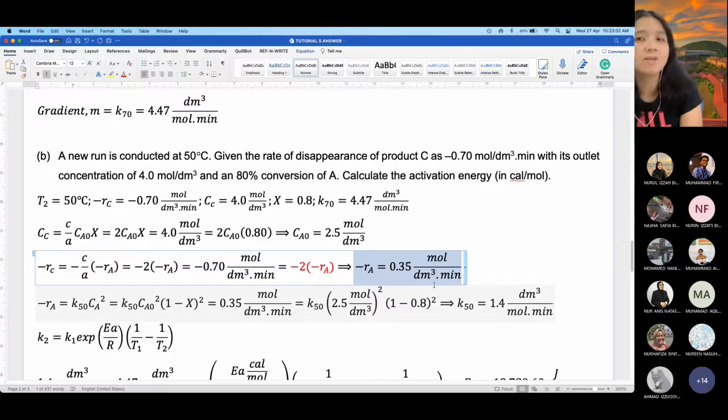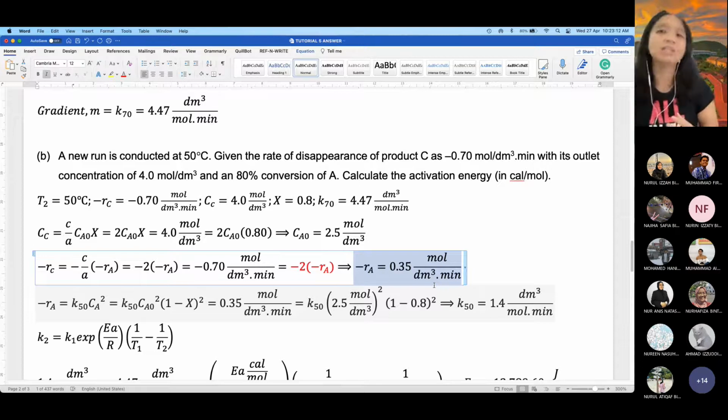So if you wonder why minus RA is positive, just remember, minus RA is the rate of disappearance of A. In a reaction, A will always disappear because A is a reactant, so they agree with one another. That's why minus RA is always a positive number. It will never be negative because A is always a reactant. A will always disappear.